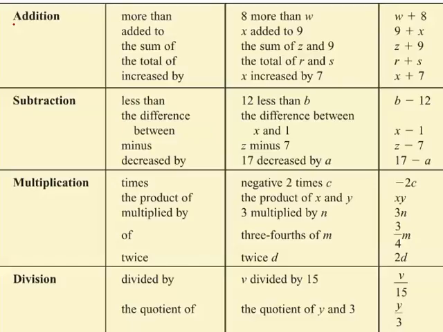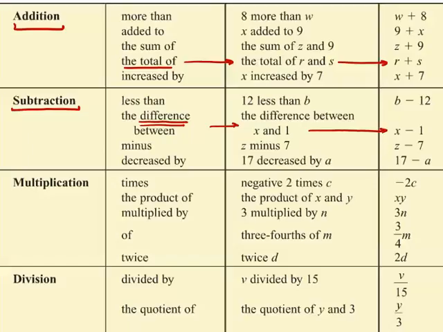So starting here with addition: more than, added to, so on and so forth, but a total of. So here's an example of a total of. The total of R and S means to add the terms together. For subtraction, probably the one that doesn't stand out might be the word difference, or difference between. So the difference between x and 1 would be written as x minus 1.